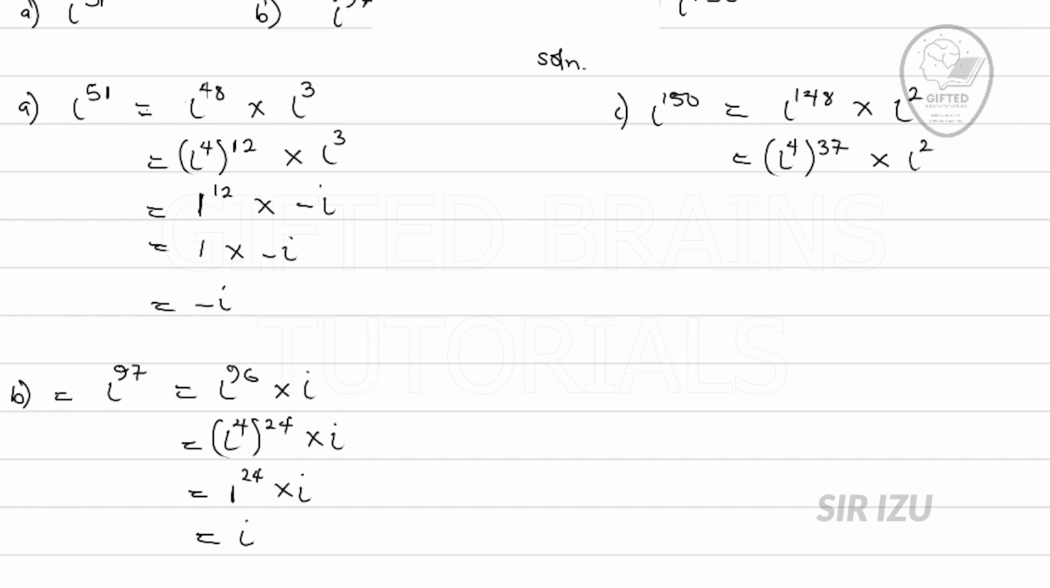Now what is i raised to power 4? It is 1, so 1 raised to power 37. So this is quite easily done. i squared will give us minus 1, we did that earlier. So at the end of the day, this will give us 1 times minus 1, which is minus 1. So that's all about the higher powers of i.